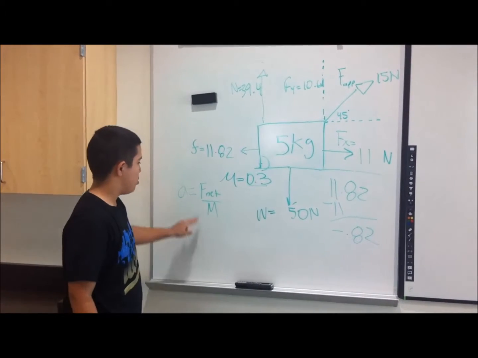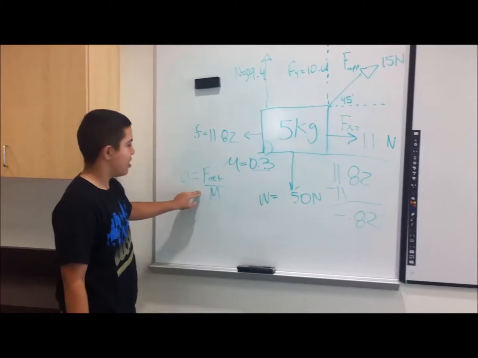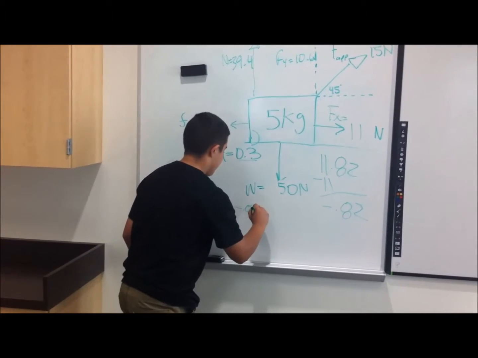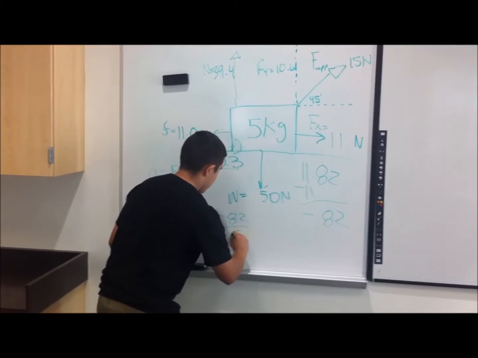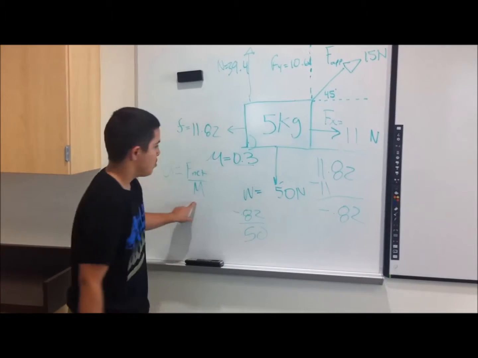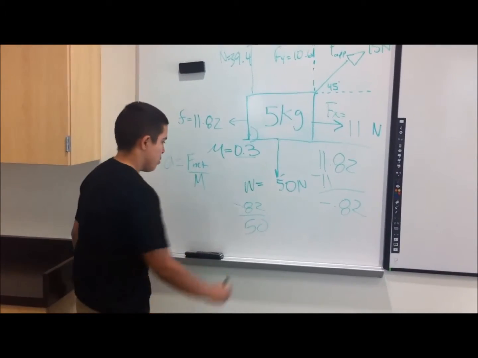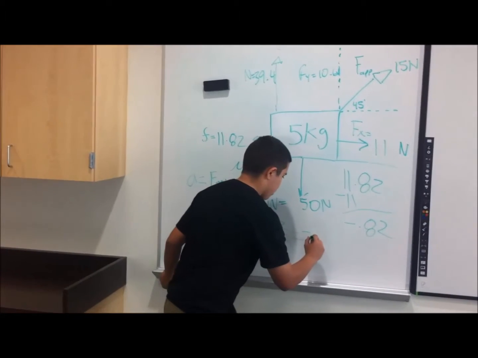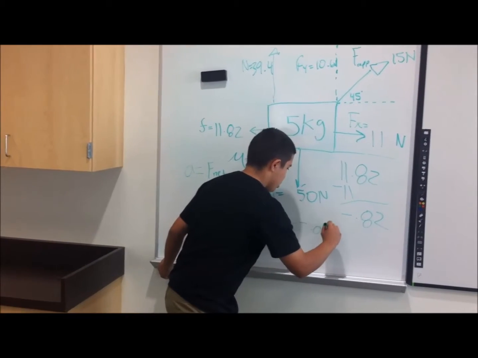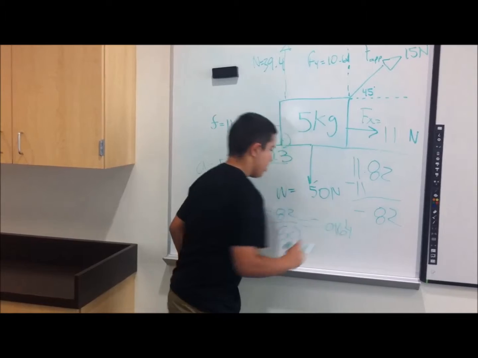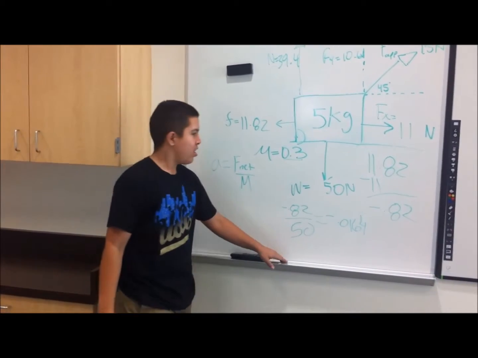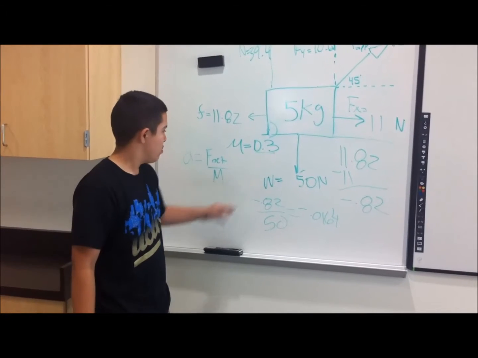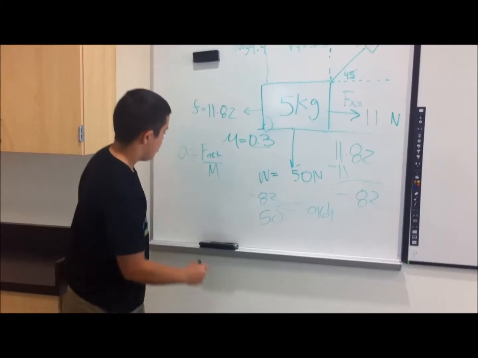So now that you found your F net, you plug in negative 0.82 divided by your mass, which is 50. So when you calculate this, you should end up getting negative 0.0164. This is such a small number that pretty much the object is not moving at all. So the acceleration would be 0.